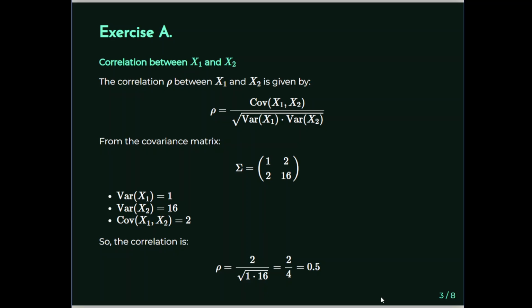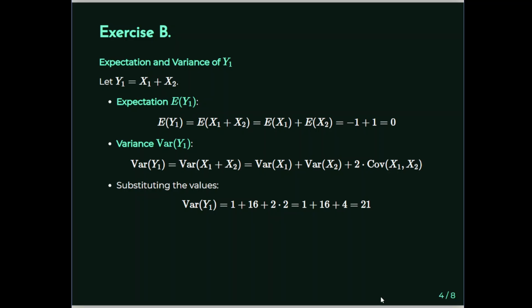Using our values and the correlation coefficient formula above, we have rho equals 2 divided by the square root of 1 times 16, which is 2 divided by the square root of 16, which is 2 divided by 4, which is 0.5. So that's the answer to the first one. Straightforward enough. Okay, moving on.